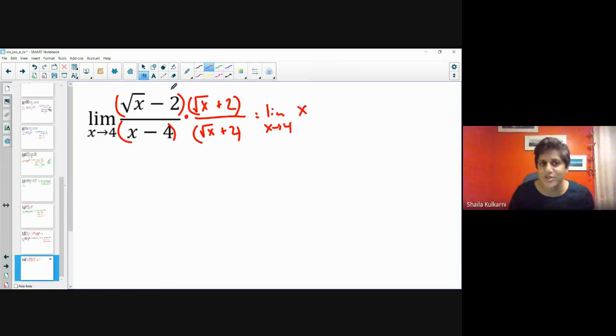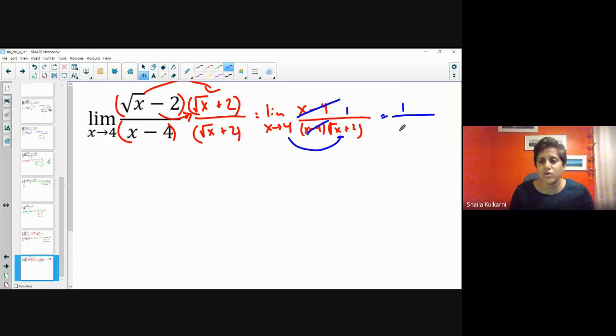The whole reason we use a conjugate is that when we do the center terms, they cancel out. And then I get x minus 4 on the top. On the bottom, I get x minus 4 times the square root of x plus 2. Plug in the 4, and I get 1 over the square root of 4 plus 2, which gives me 1/4. Okay, fantastic. The conjugate method works.